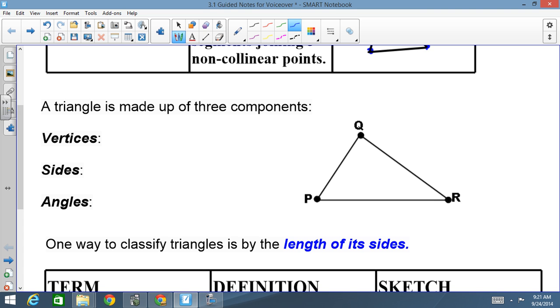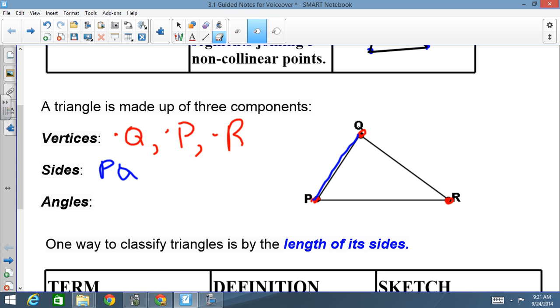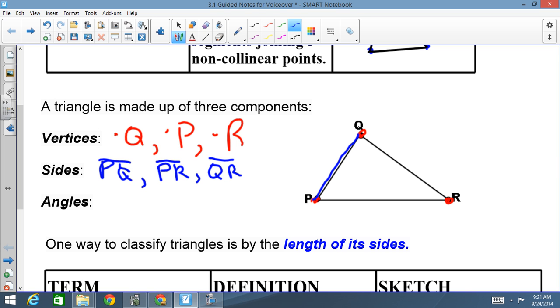Any triangle is made up of 3 different components though. The vertices are the points. Okay, that's where the 3 sides come together. So your vertices are going to be point Q, point P, and point R. Your sides are the sides that make up the triangle. So you have segment PQ, we would have segment PR, and we would have segment QR. Those 3 sides make up the triangle.